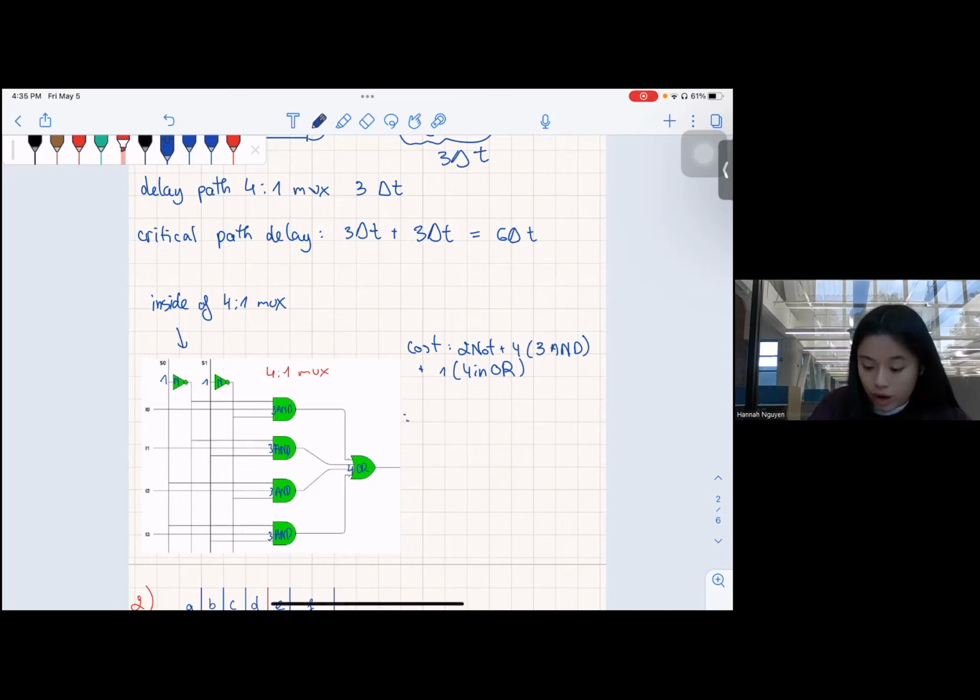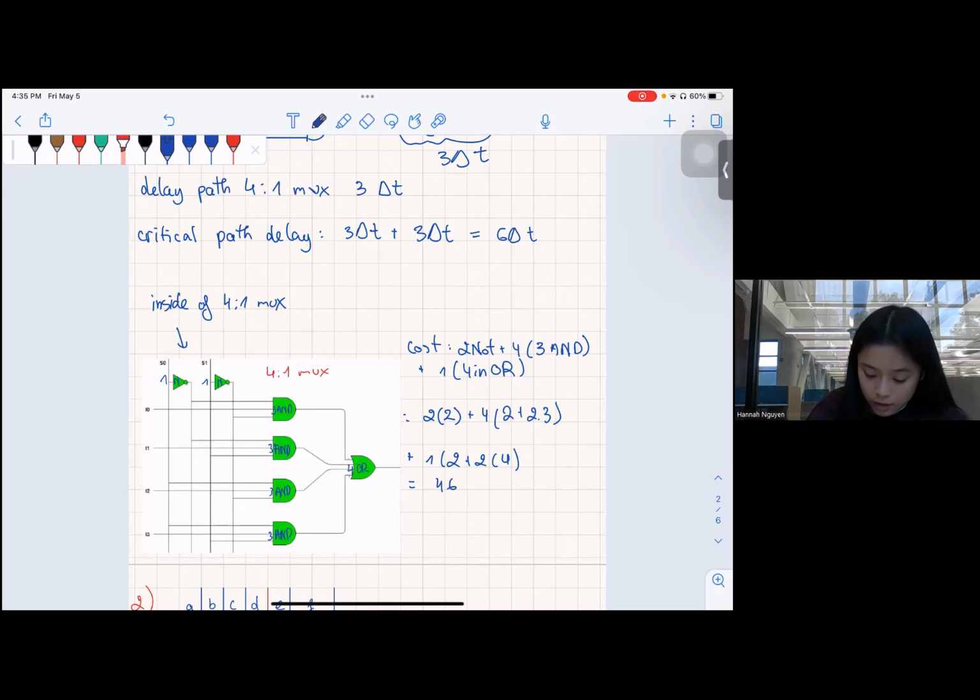The cost of the NOT gate is 2, so 2 times 2 plus 4. Then the cost of the AND gate is 2 plus 2 times the number of inputs. So 4 go 2 plus 2 times 3. And the cost of the OR gate is also 2 plus 2 times the number of inputs. So it's 1 times 2 plus 2 times 4. So the total cost of the 4x1 mux is 46.